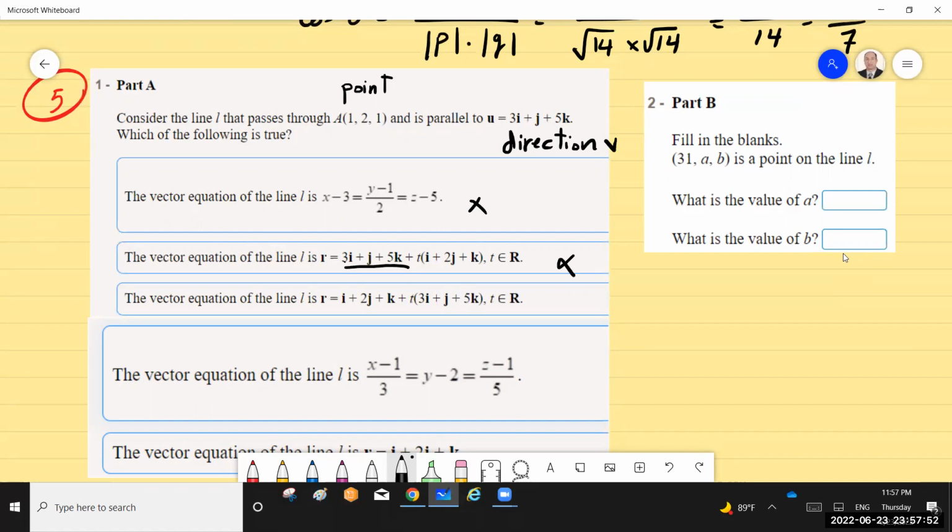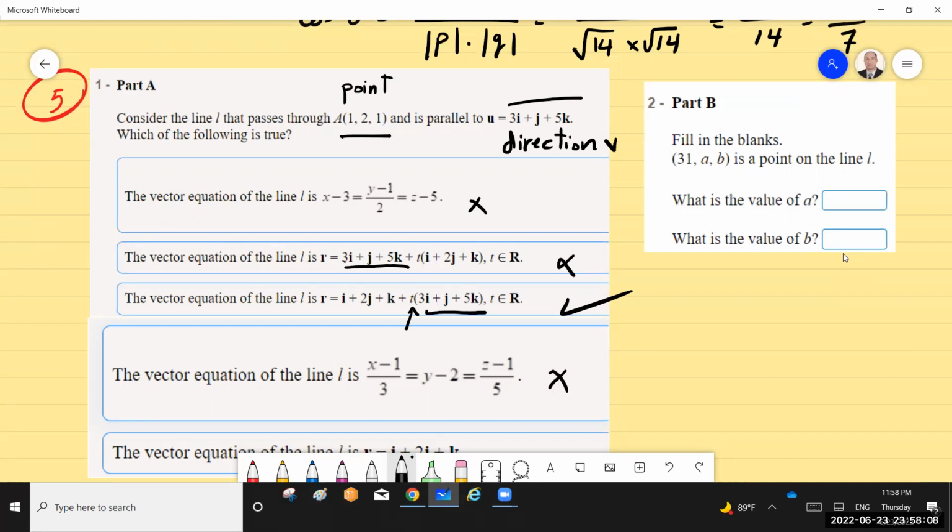The vector equation of L is i plus 2j plus k. Yeah, maybe this one. Yeah, i plus 2j plus k plus a parameter t into the direction vector. Is that a direction vector? Yeah, 3, 1, and 5. So this answer is correct.